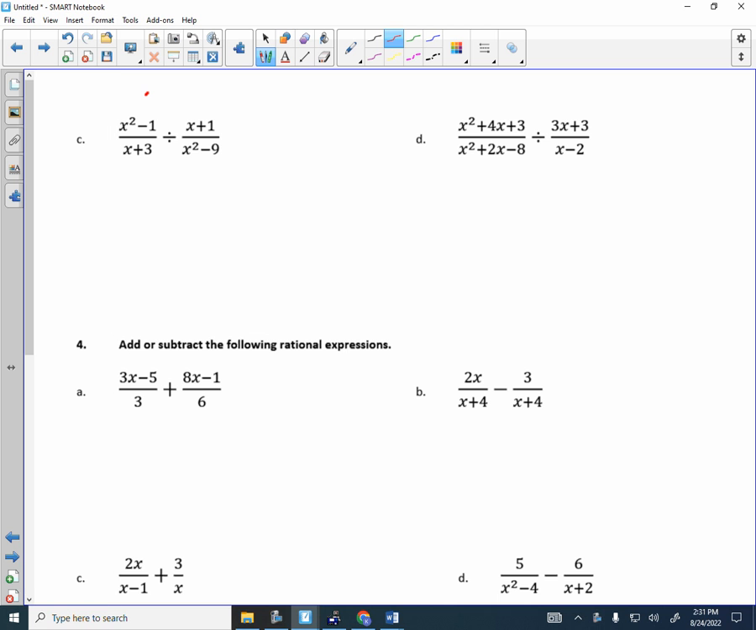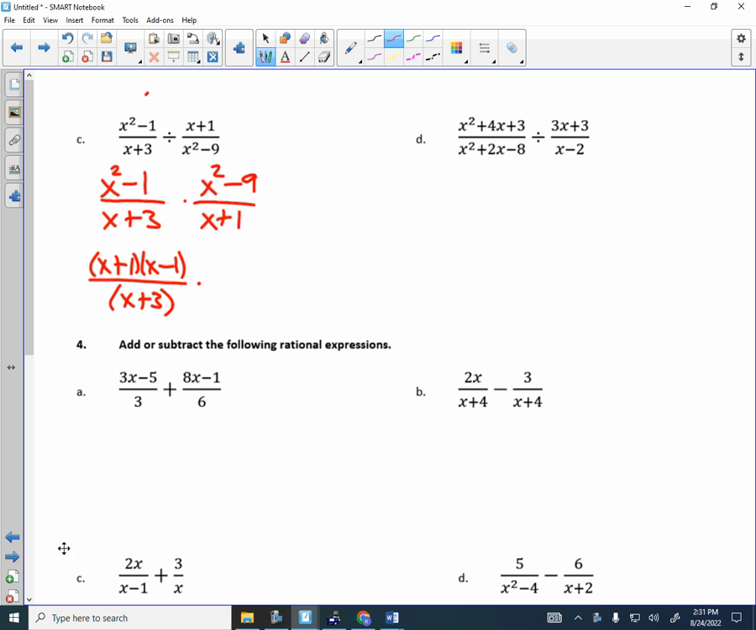Okay, flip it over. We got a little bit left. Again, it says divided by. I multiply by the reciprocal, so it's times that x squared minus 9 over x plus 1. Now, sometimes you just write your factors up there, and that's fine, but sometimes people get lost here. I'm going to write the whole thing down. X plus 1 times x minus 1 over x plus 3, times x minus 3 times x plus 3 over x plus 1. Trust the process.